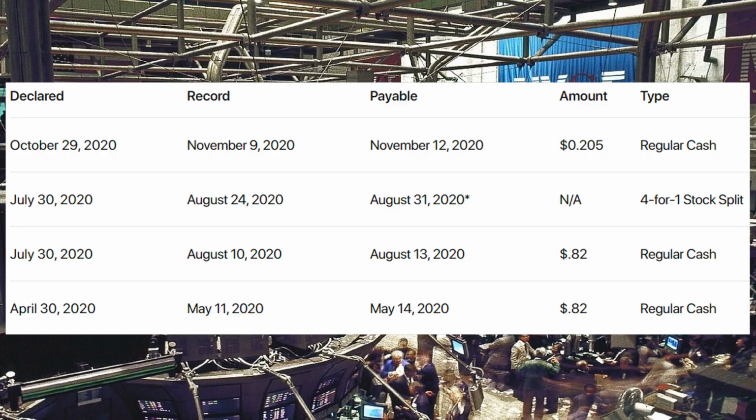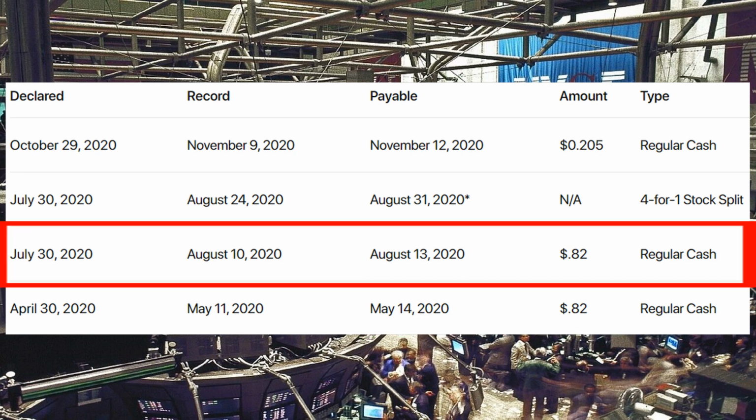For any of you that are still confused or may ask, what happens when a stock splits? Let me show you an example of that using Apple's stock and the previous split in August. So as you see, Apple on April 30th declared that their dividend was going to be recorded on May 11th as 82 cents per share that you owned. So what that means is that on May 14th, you would get paid 82 cents for every share that you owned in Apple. Moving on to the next quarter, July 30th, they declared the exact same thing, 82 cents, to be recorded on August 10th and paid by August 13th.